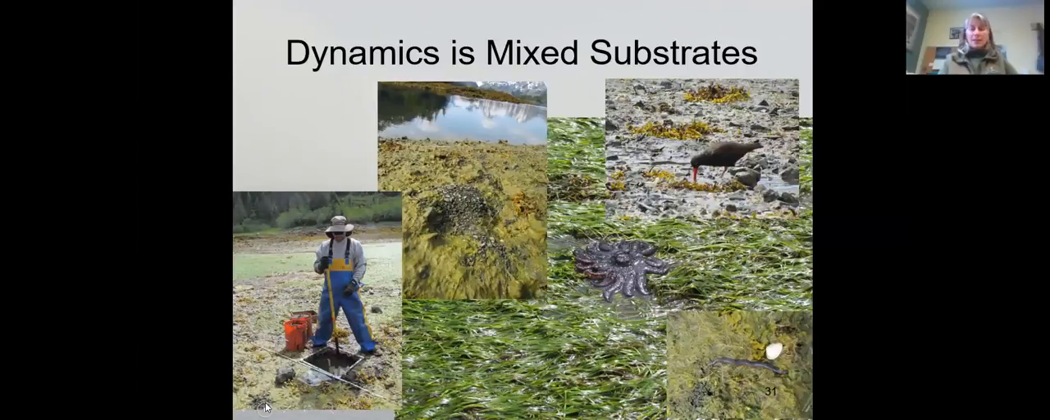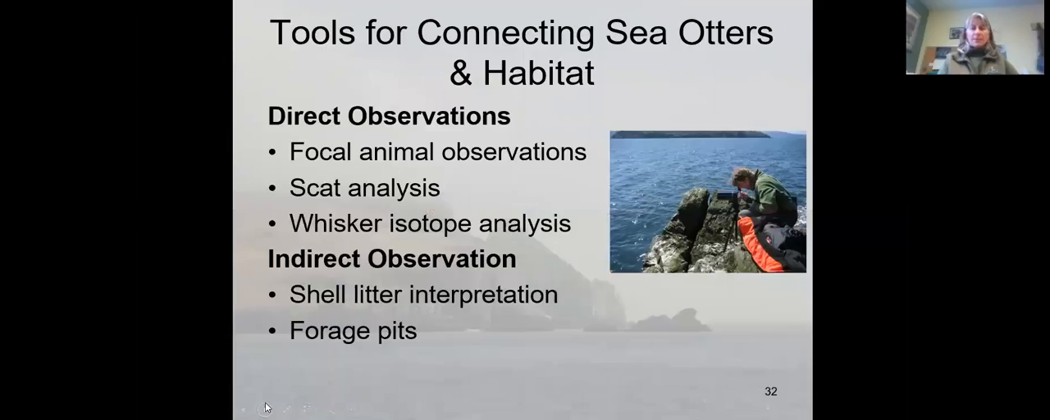So next slide, please. Some of the tools we use for investigating and connecting sea otters and habitat are direct observation. In the photo here is Karen Corbell looking through a scope, doing visual focal animal sampling, visually looking at the prey and documenting it that way. Here we do some overwinter diet analysis by scat, and recently, we've done a fair bit of work collectively.